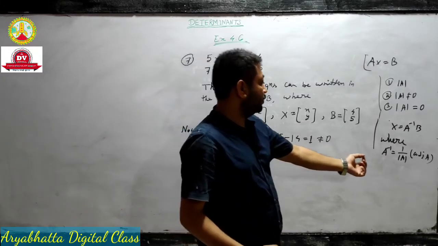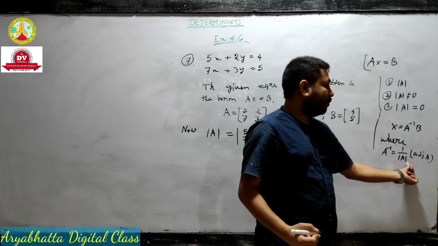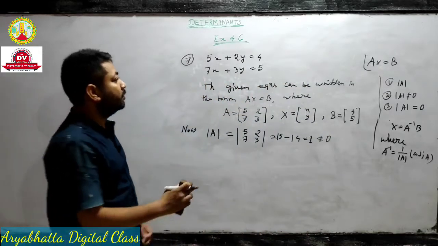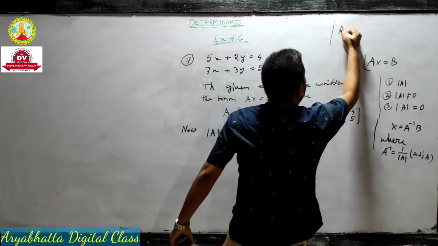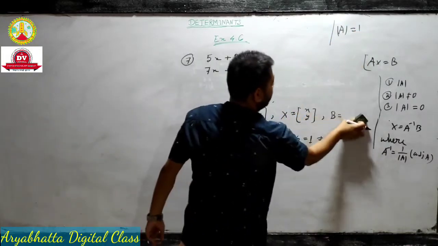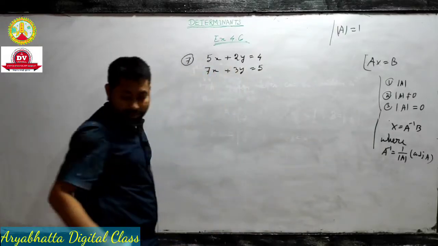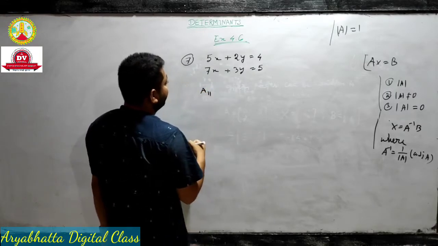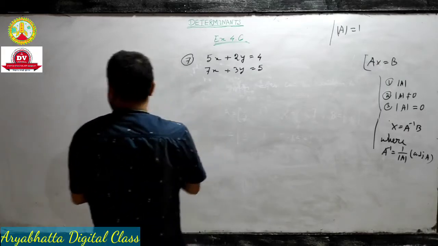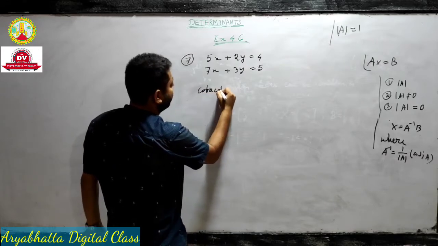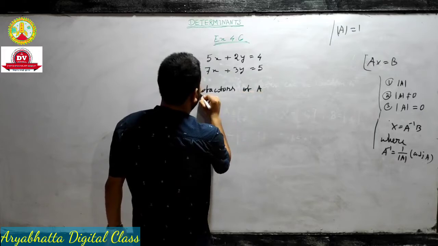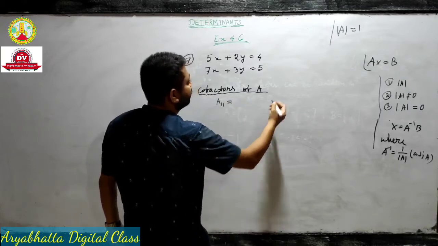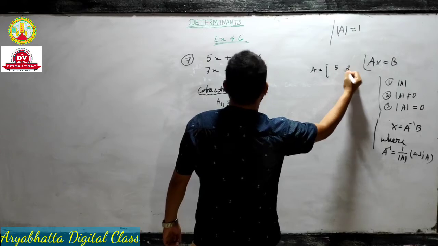So, to find A to the power minus 1, first we will find out the adjoint of A. For the adjoint of A, we will find the cofactors of A. Cofactor A11 is equal to, here A is equal to |5 2; 7 3|.